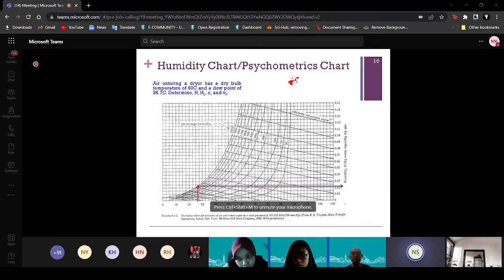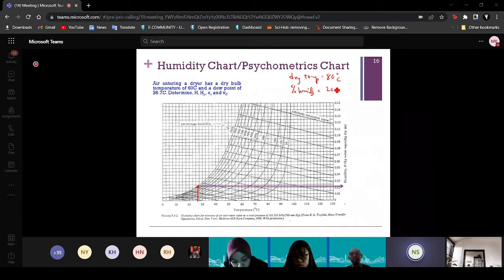Okay, you ada dry bulb temperature. Let's say temperature you adalah 80 degree Celsius. And another parameter maybe I boleh bagi percent humidity. Okay, percent humidity, let's say I give about 20%. So from this, you can ada dua parameter ni.